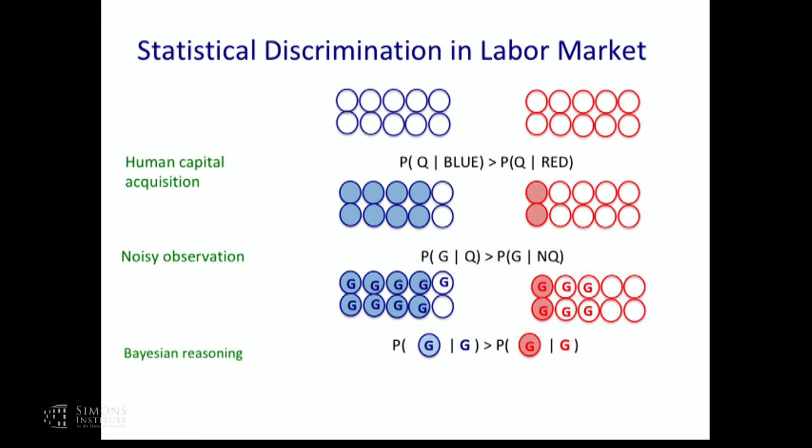Okay? So it just seems to be a rational decision for the firm to say, oh, I should hire the blue person with a good signal with higher probability than a red person with a good signal. Oh, I should set the wage for the blue person to be higher. So I can roughly think about that. I can set the wage equal to the expected productivity of an individual that I decided to hire.